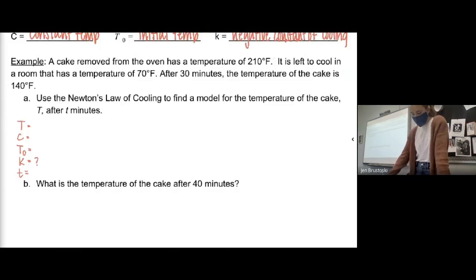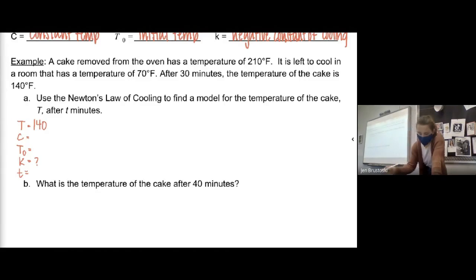A cake removed from the oven has a temperature of 210 degrees Fahrenheit. It is left to cool in a room that has a temperature of 70 degrees Fahrenheit. After 30 minutes, the temperature of the cake is 140 degrees Fahrenheit. So which one of those values is the cake's ending temperature? Ben? 140 degrees. Thank you.